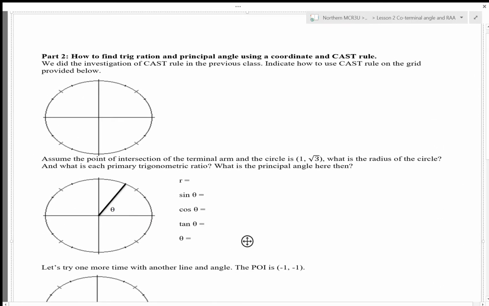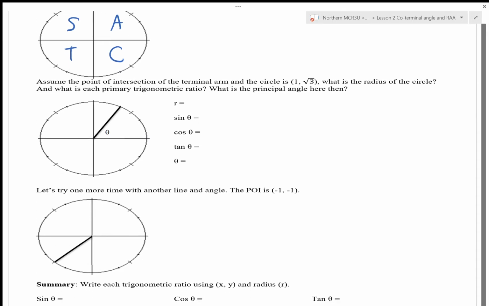Part two is how we can use the CAST rule and the coterminal angle to find the angle when we're dealing with a coordinate. Before, we assumed that we were just using a unit circle, now we're getting out of it. So that means our radius of a circle can be more than one or less than one. For the CAST rule, we know that it's going to be CAST. Hopefully you remember it.